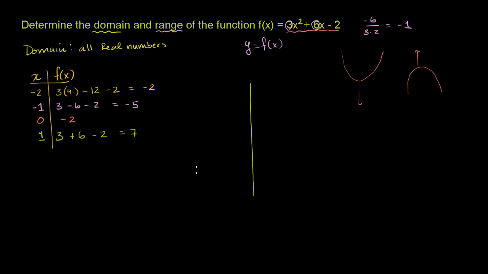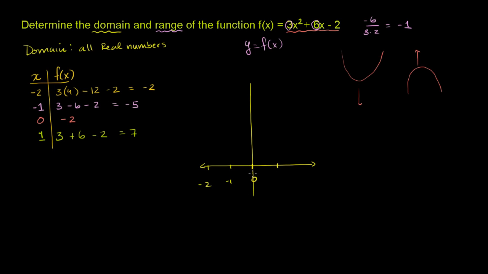So it would look something like this. Let me do my best to draw it. So this is x equals negative 2. Let me draw the whole axes. This is x is equal to negative 1. This is x is equal to 0. And then this is x is equal to 1 right over there. And then we should go from negative 5 all the way to positive 7.